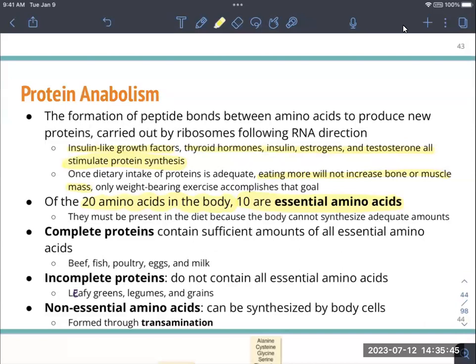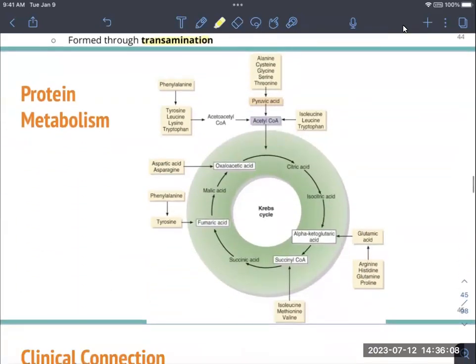Incomplete proteins have some amino acids, but not all of them. Like leafy greens, legumes, grains, they only contain a specific amount. And then we have non-essential amino acids, which means these are ones that the body can make through transamination. So this lists all the different types of amino acids, and it can show where these different amino acids can enter into this Krebs cycle to help generate energy.